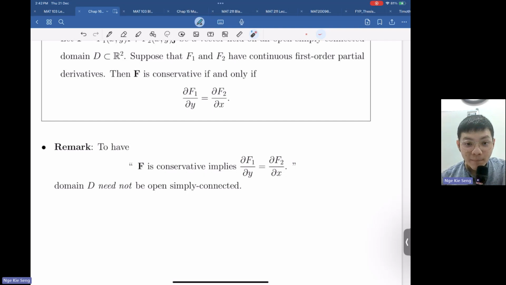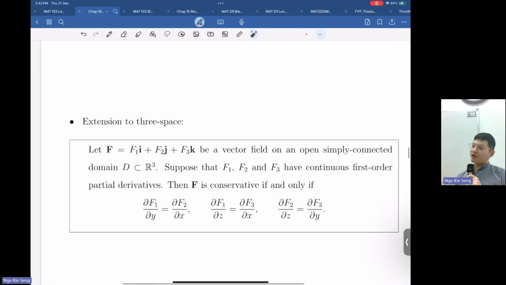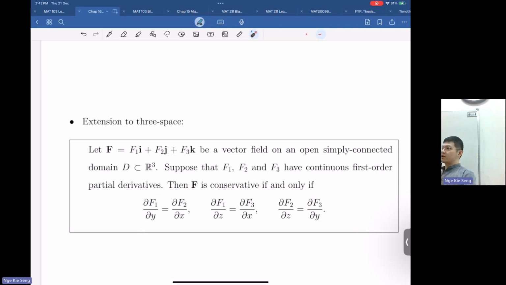Let me see. If you go to higher dimensions, you have more equations that you need to check. You have 3 equations to check, 2 more equations. For a vector field in 3 dimensions to be conservative, you need to check 3 conditions here. We will meet this again. It's related to Green's theorem.